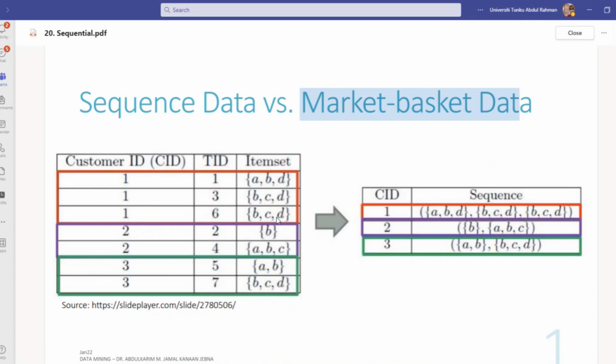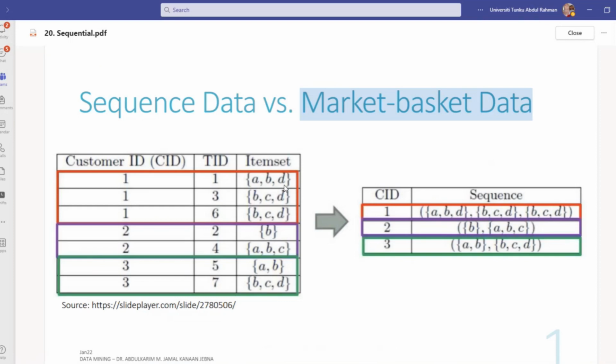This can be interesting. Sometimes you can send emails, knowing that the customer is interested in purchasing a certain product. Then you send them an email giving a promotion to encourage the purchase, because you know there's a chance the customer is interested in this product. So this is, in short, sequential analysis, in comparison to market basket analysis. Any questions?